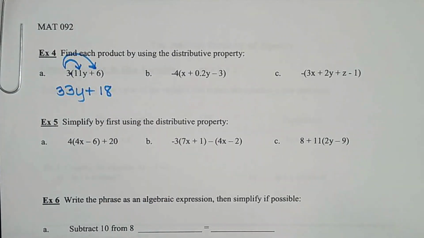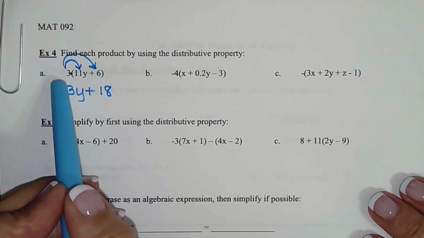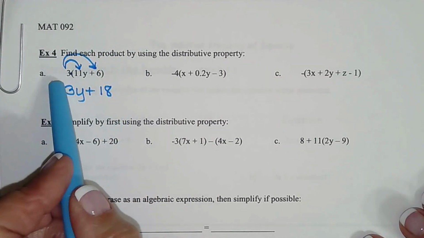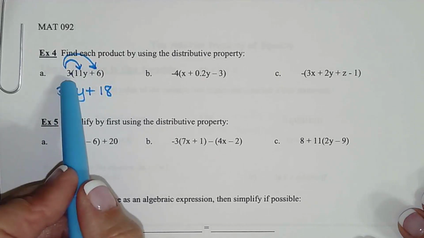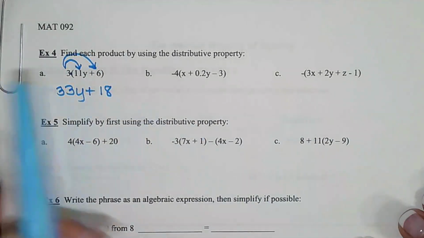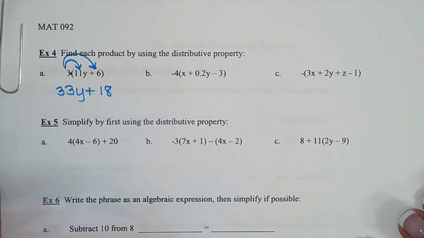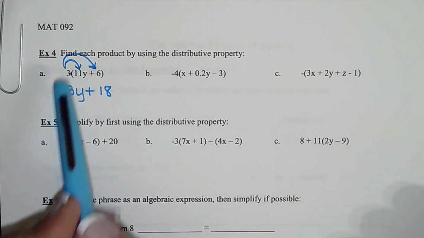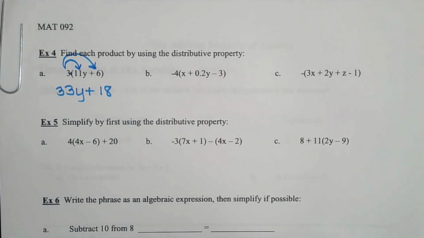And I would encourage you to always do those arrows with distributive, because there's so many times I'll be grading tests and students write 33y plus 6 because they forgot the arrows, and then they forgot to distribute. They just multiplied the 3 by the first item. Okay, so try the next two. Shut off your video for a minute or two to do those, and then join back up with me and we'll check them.